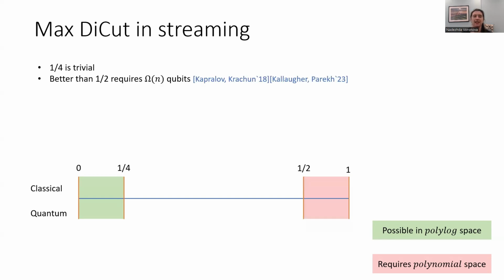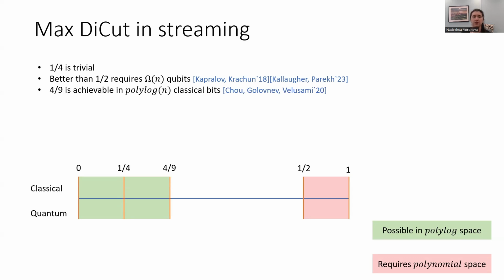It was shown that any approximation better than 1/2 requires linear memory, both in the classical and quantum setting. It was also shown that a 4/9 approximation is achievable in polylogarithmic number of classical bits, and any approximation better than 4/9 requires square root of n classical bits. Note that this lower bound does not generalize to the quantum setting.